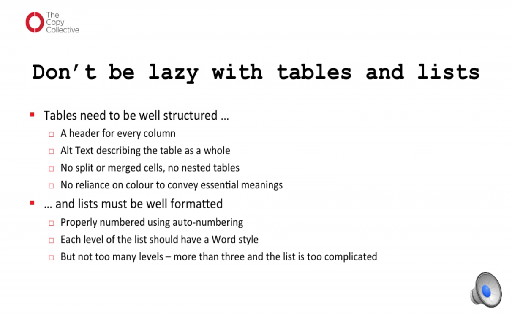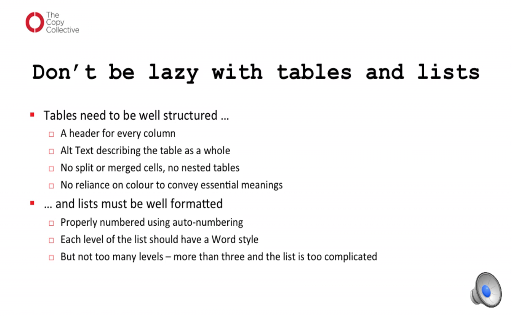If you do use tables, make sure they are well structured. You have a header for every column. Alt text describes the table as a whole. No split or merge cells, no nested tables. No reliance on colour to convey essential meanings.